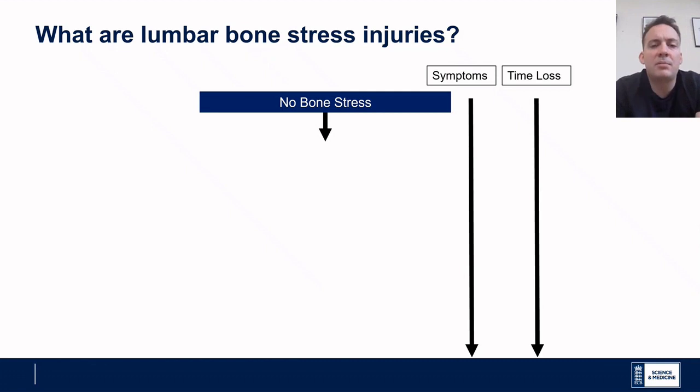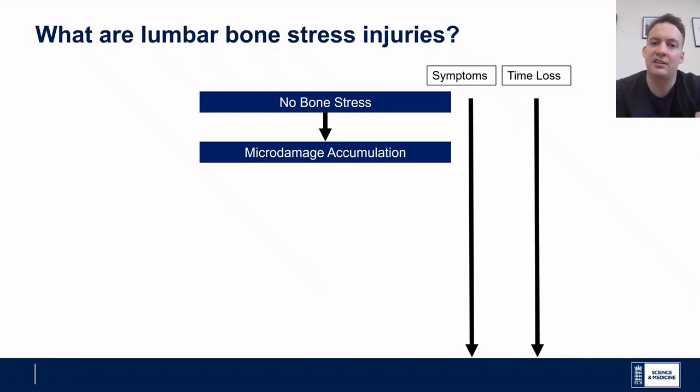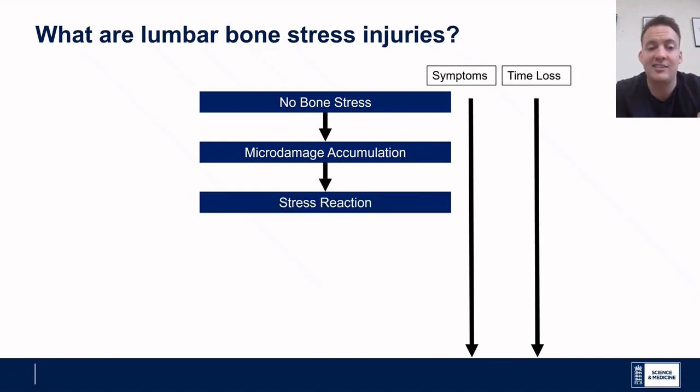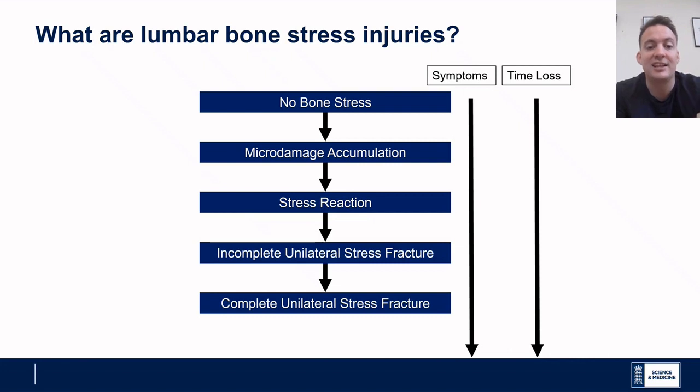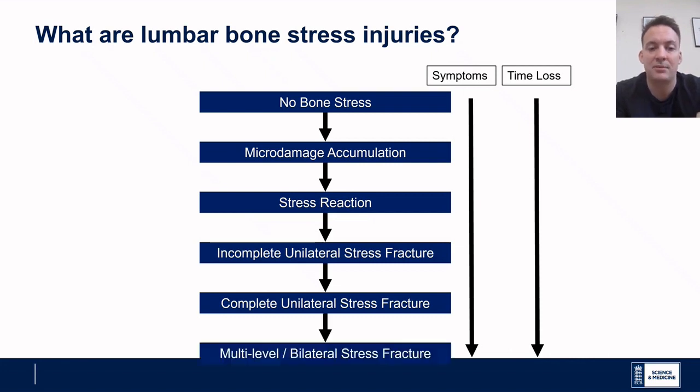So what are lumbar bone stress injuries? Well, they're on a continuum, something where there's no bone stress before there's an accumulation of microdamage. This leads into a stress reaction, an incomplete unilateral stress fracture, a complete unilateral stress fracture, before we get to the multi-level bilateral stress fractures.